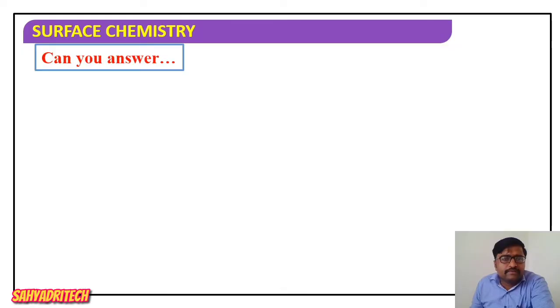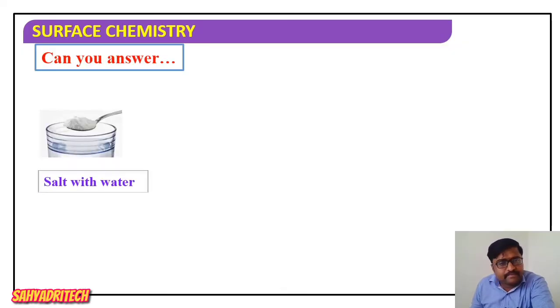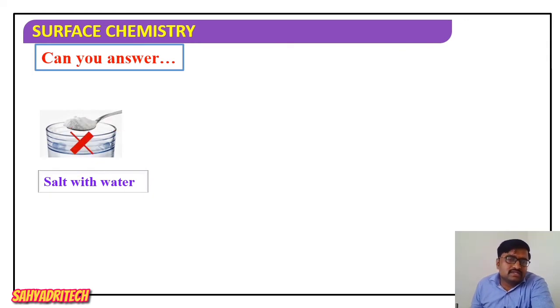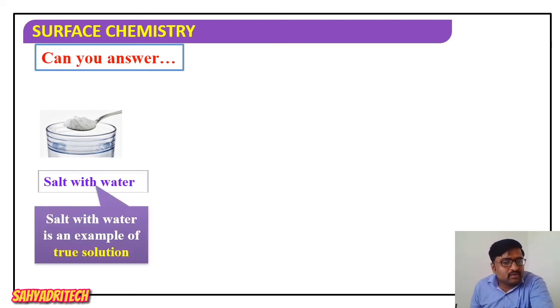Now let me consider some examples. Salt in water. What type of mixture is it? Is it homogeneous or heterogeneous? Can I ask, is it a colloid? Salt with water. The answer is no, it is not a colloidal solution. Because to say colloid, what we said? First thing, it must be heterogeneous. In NPTEL, as I said, colloids are heterogeneous systems.